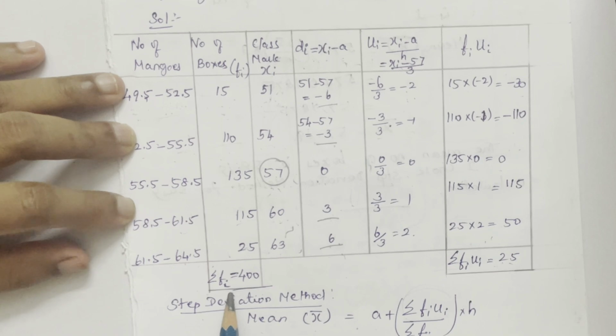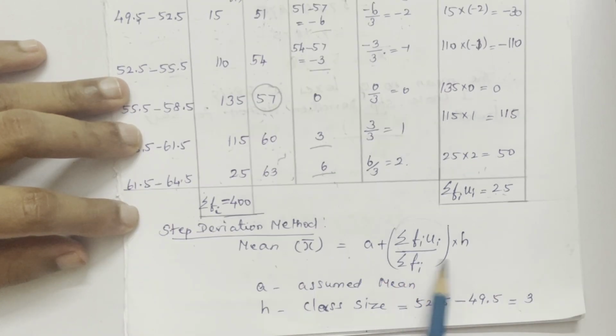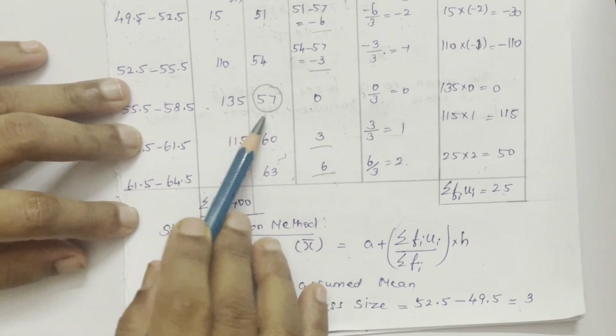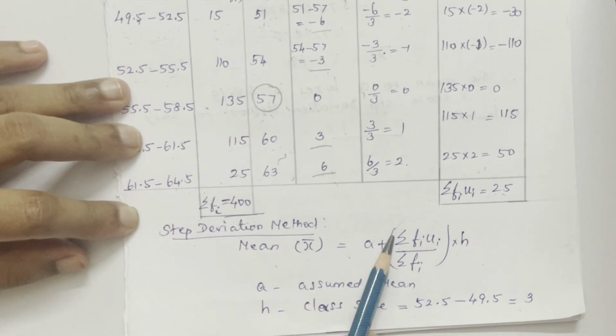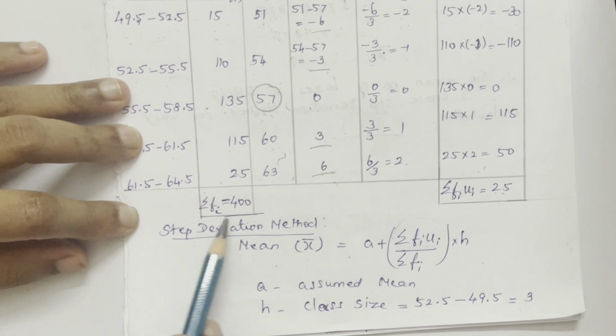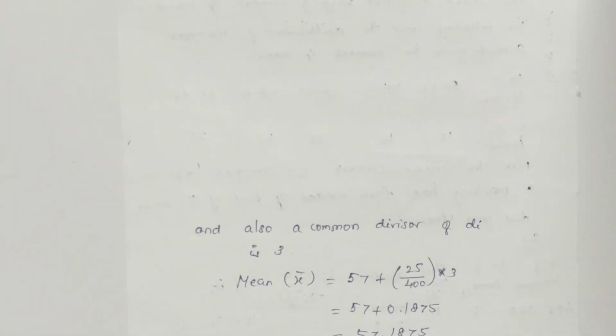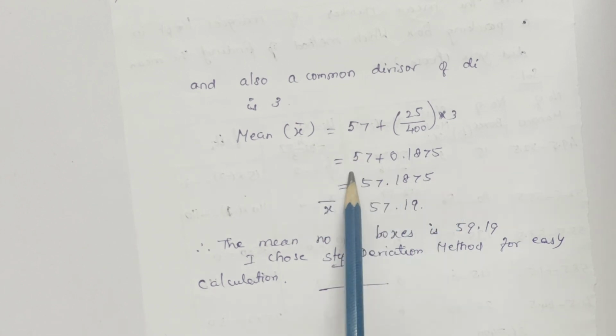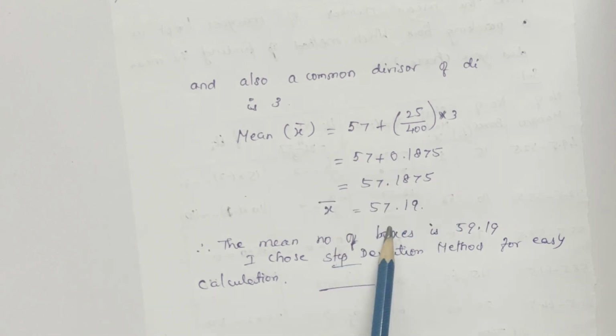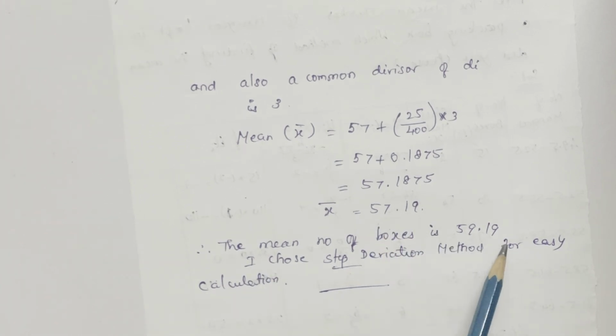Already we have found sigma fi is 400 and we have to substitute everything. a is 57, h is 3, sigma fi ui is 25, sigma fi is 400. Mean x bar equals, we have substituted everything and we found mean equal to 57.19. The mean number of mangoes is 57.19.